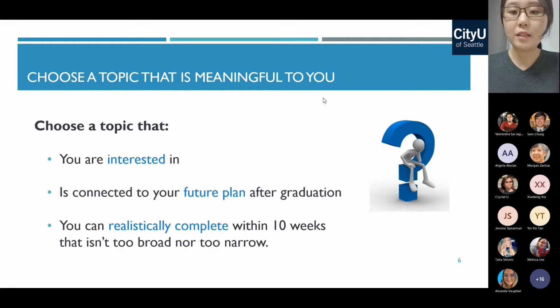And also make sure that the topic can be realistically completed within 10 weeks, and that it isn't too broad or too narrow. When shaping your topic, set goals that are notable but yet feasible. You can start small and expand as you progress.